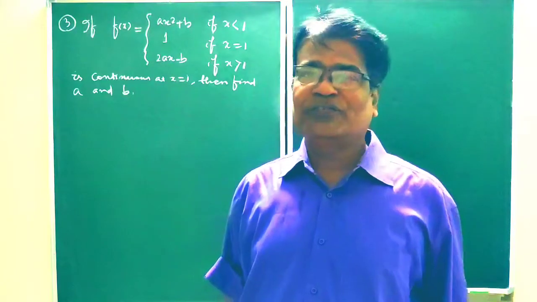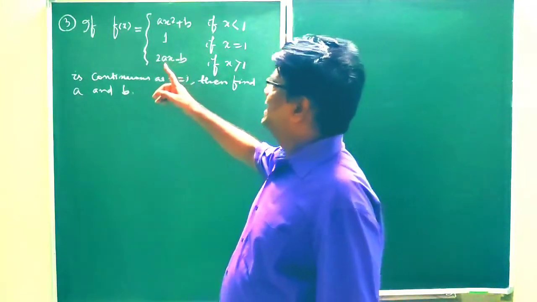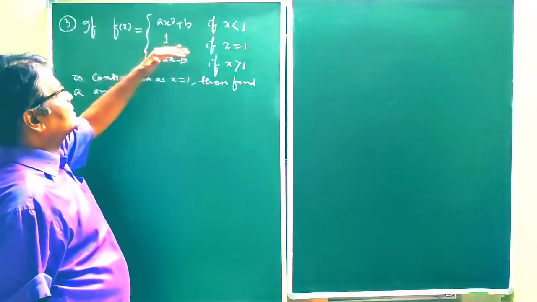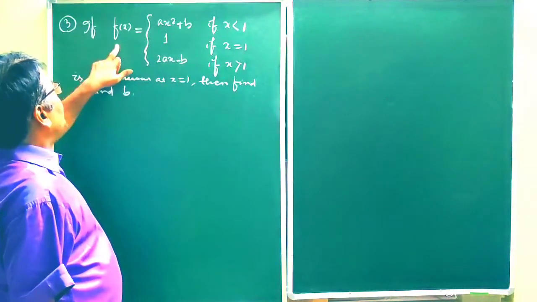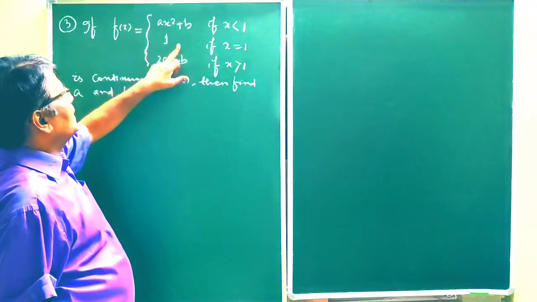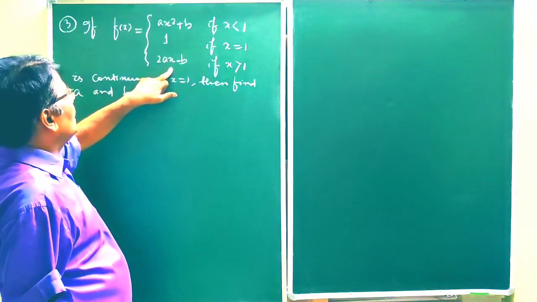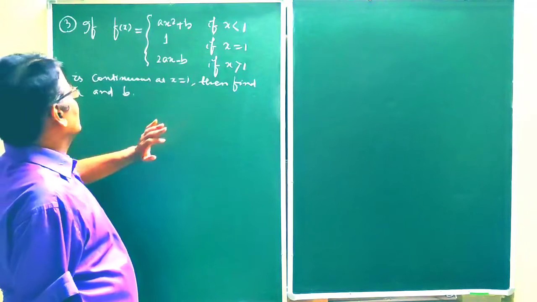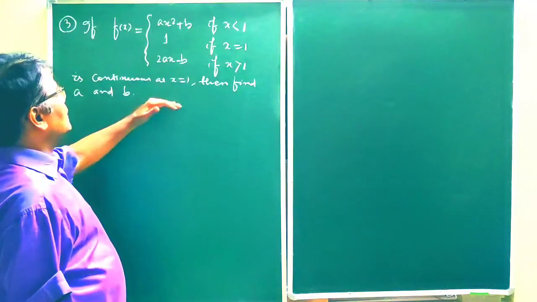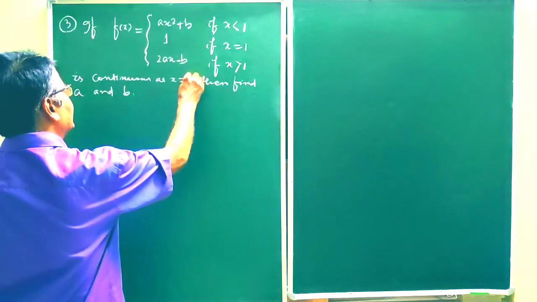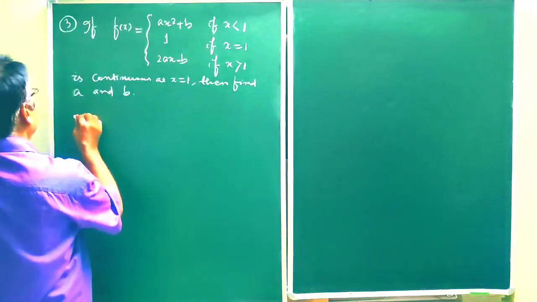Our third question is if f(x) = x square plus b if x less than 1, f(x) = 1 if x is equal to 1, f(x) = 2x minus b if x greater than 1 is continuous at x = 1, then find a and b. Solution.